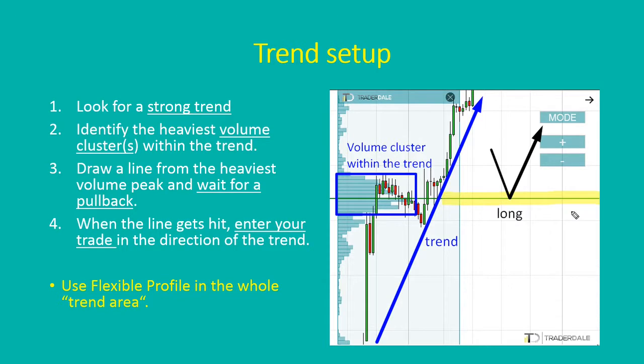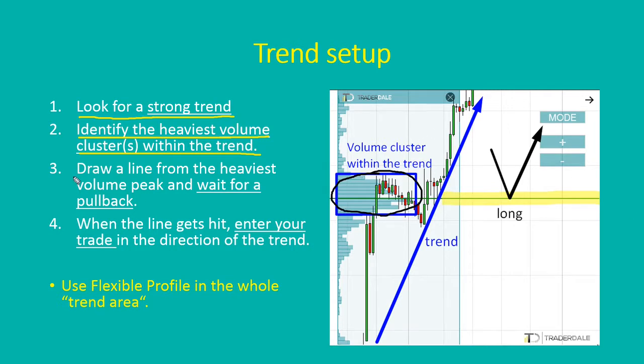So the steps to follow in this setup are: first, you look for a strong trend like this one. And you can do it, for example, on the 30-minute chart when you're doing intraday analysis. The 30-minute chart is the ideal time frame. Then within the trend, you identify the heaviest volume clusters within the trend. So in this case, there's only one, and it is this one.